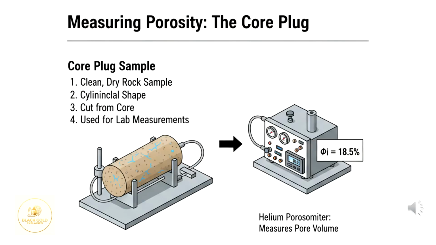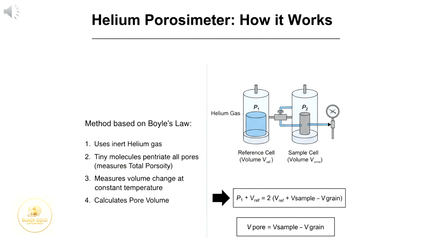So, how do we measure this critical value? In the lab, we use a clean, dry rock sample called a core plug. A common method uses a helium porosimeter based on Boyle's law. Because helium is inert and its molecules are extremely small, it penetrates almost all pores.